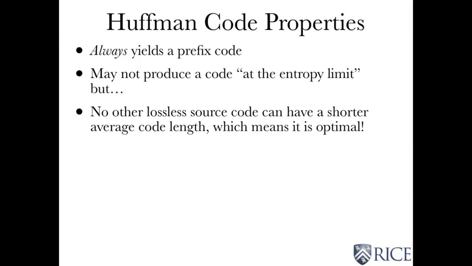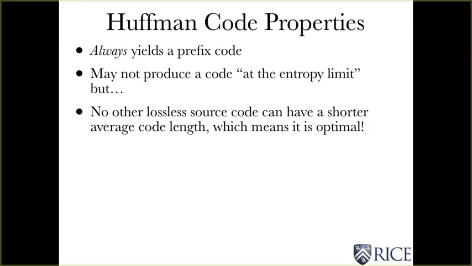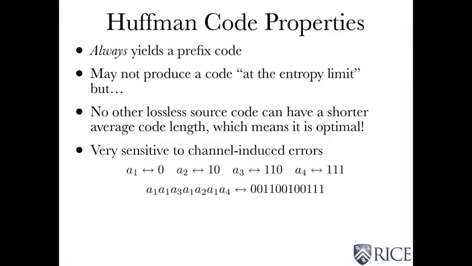And so you can look at the Huffman code and set up a coding tree to figure out the shortest possible average code length, the smallest B bar, and that means the Huffman coding is optimal. No other code can give you fewer bits on the average for an alphabet than the Huffman code. Very nice.